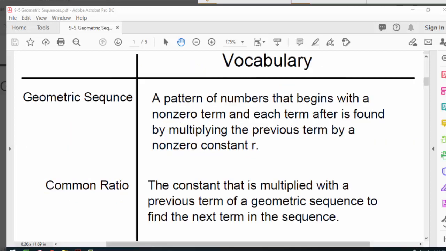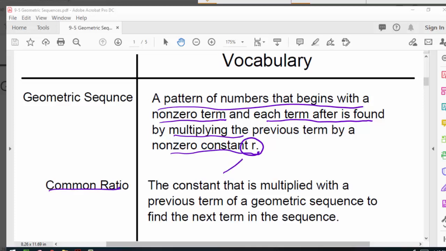So for our first vocabulary word, geometric sequence, it's a pattern of numbers that begins with a non-zero term, and then each term after is found by multiplying the previous term by a non-zero constant r. And a common ratio is just that non-zero constant value that we're multiplying by the previous term. So the biggest difference between geometric sequences versus arithmetic sequences is a geometric sequence has a common ratio, and an arithmetic sequence has a common difference.